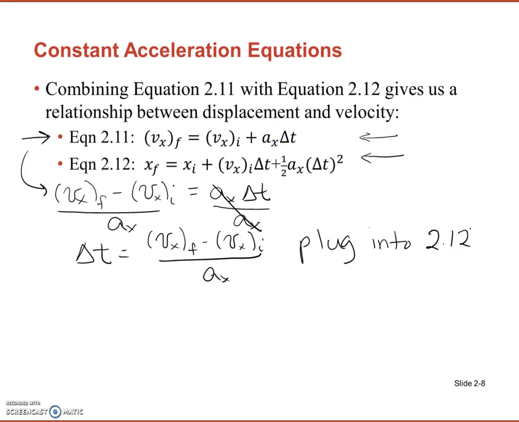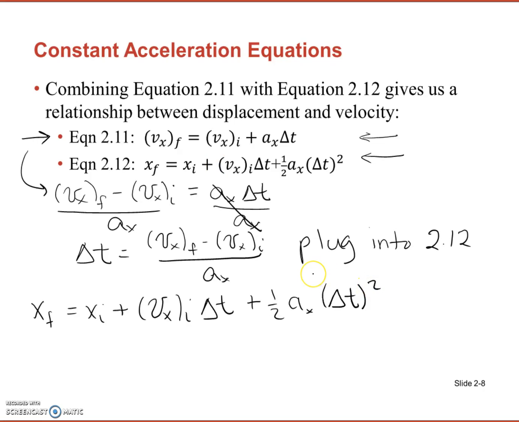Now I'm going to take that and plug it into equation 2.12. So in 2.12, I have x final equal to x initial plus v_x initial delta t plus 1/2 a_x delta t squared. I'm going to need a little bit more room to do this, so I'm going to do this on the next page.